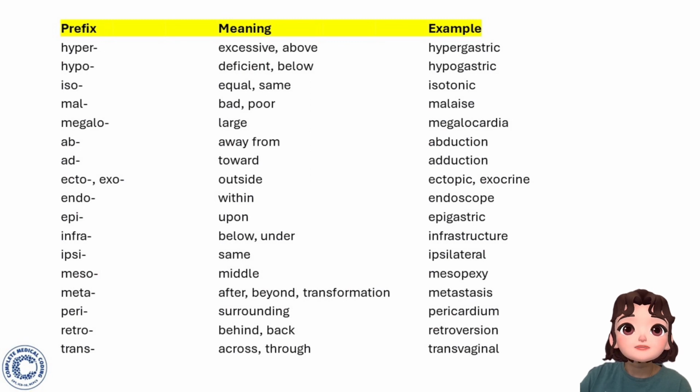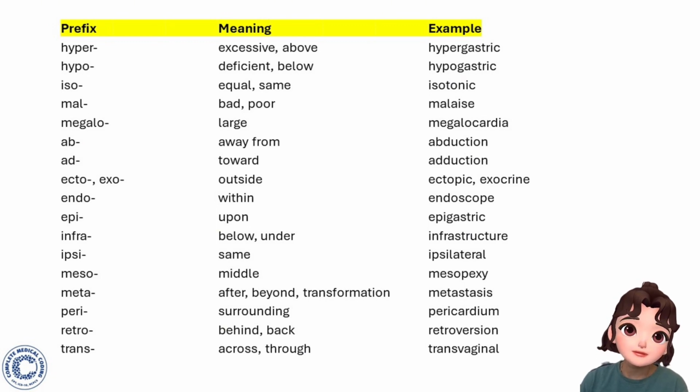Next, hyper means excessive, above. Hypergastric. Hypo, deficient, below. Hypogastric. You might be noticing in some questions the patient is having hypergastric pain or hypogastric pain. So from that word you need to understand what exactly it means. Is it deficient or is it excessive?